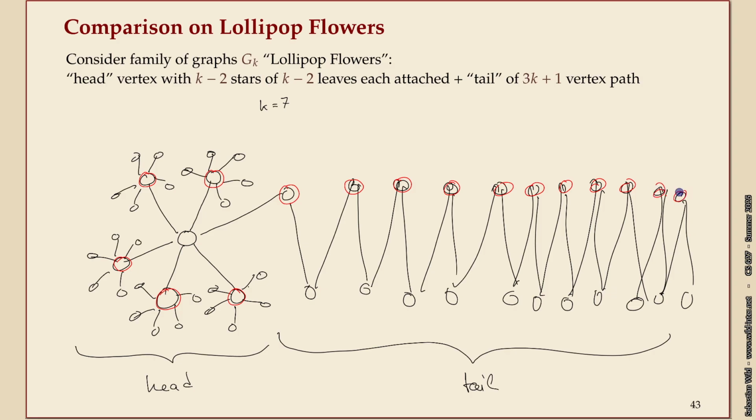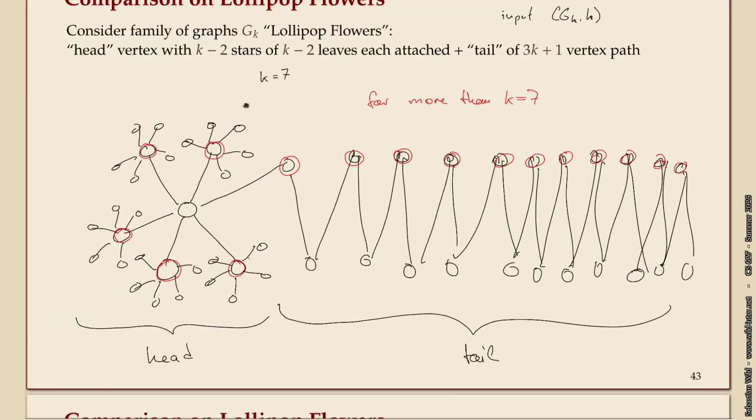Now, you don't need to count precisely. That's far more than 7, okay? Far more. So that means the instance, I guess I should say, the input is the graph G_k and parameter k, threshold k. So all the instances will be no instances, just our poor algorithms don't know about that.